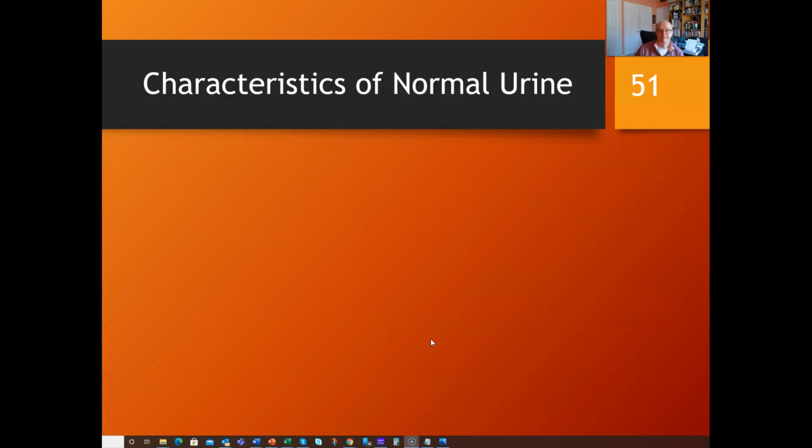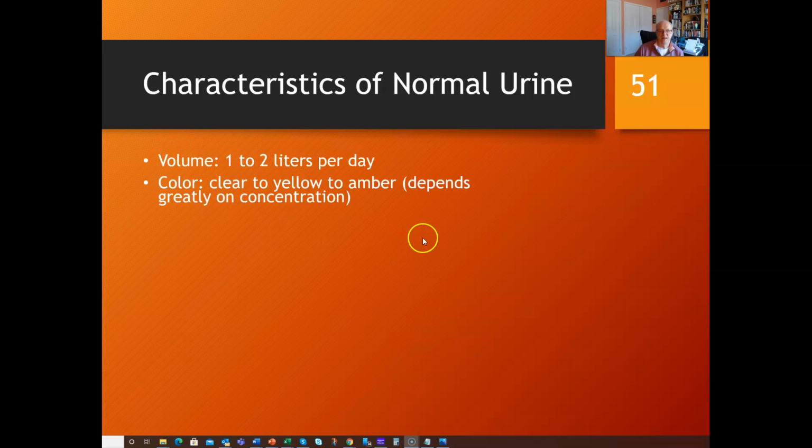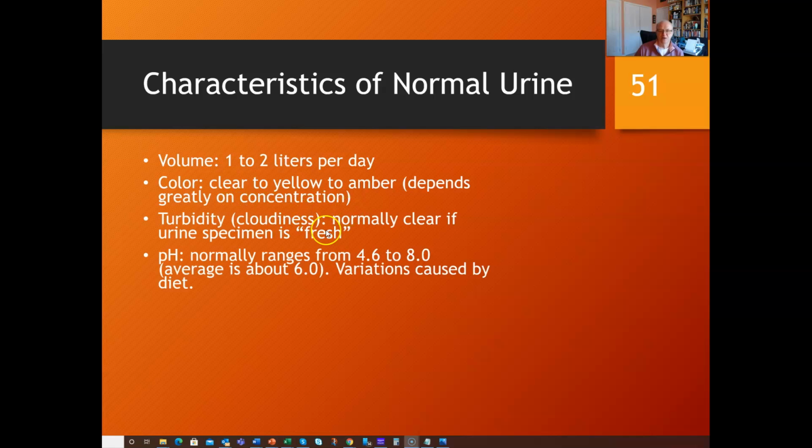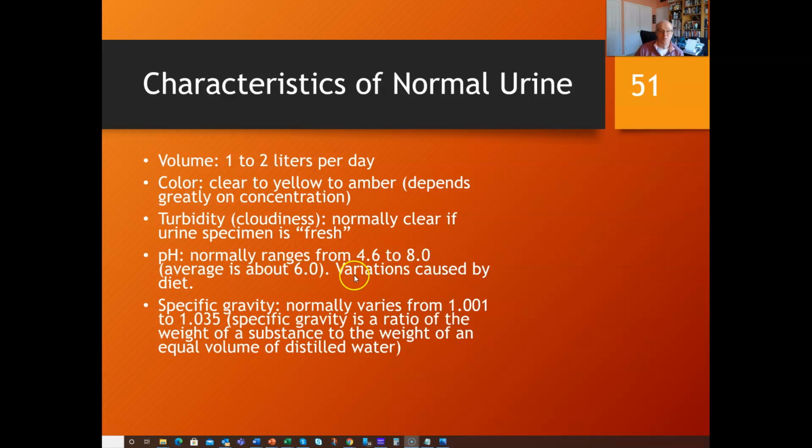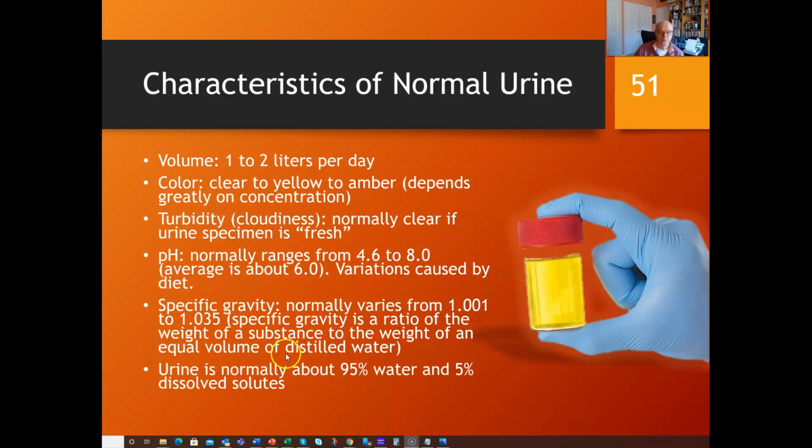Simple as that. Normal urine, we produce 1 to 2 litres per day. Its colour is clear to yellow amber. It's not cloudy normally. Its pH is between 4.6 and 8, depending on what we eat. And the specific gravity varies from 1.01 to 1.035. That means that it's denser than water and will sink in water. And it's normally 95% water and 5% dissolved salts.